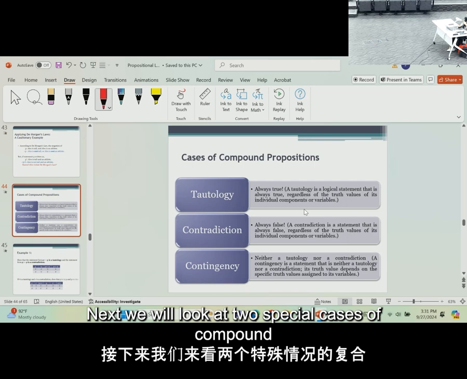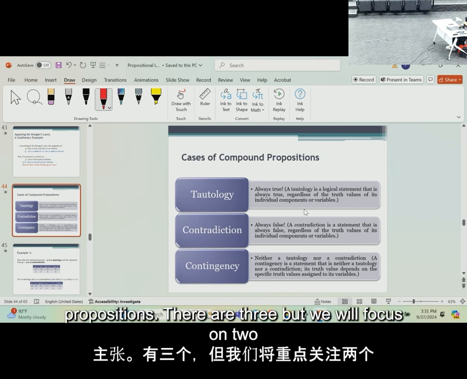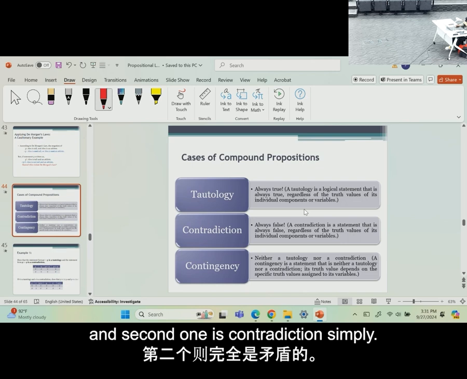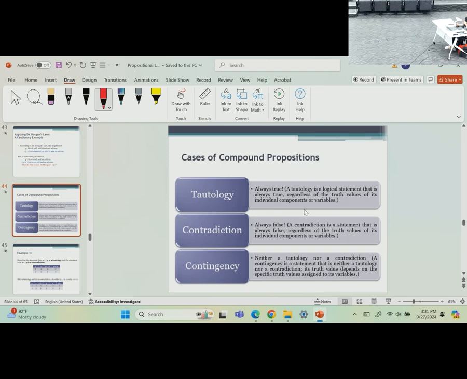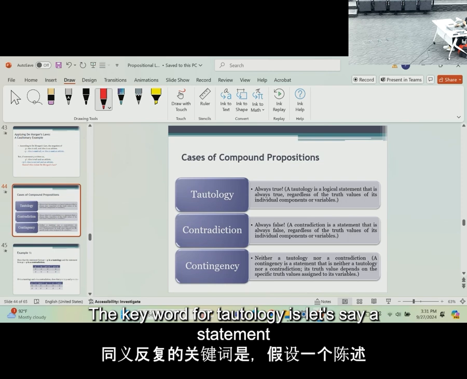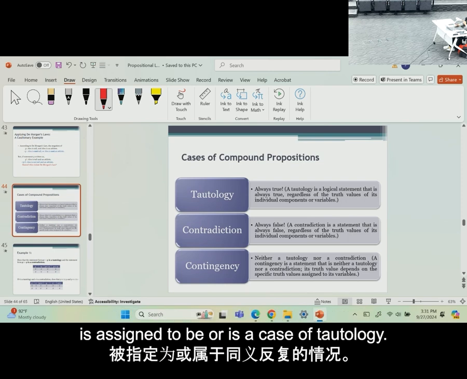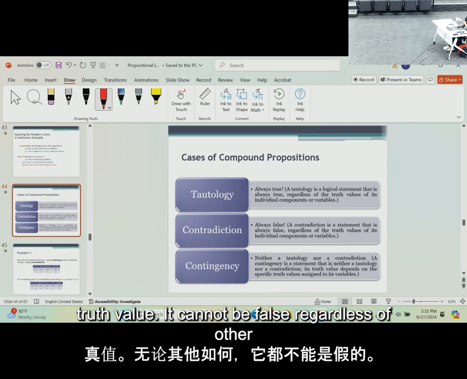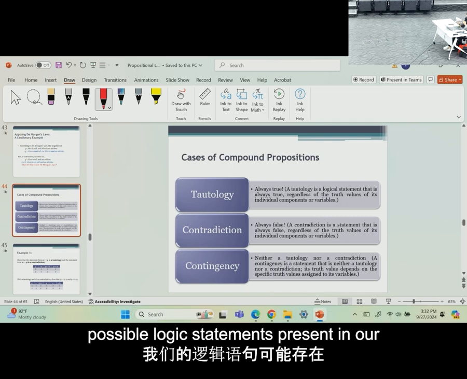Next, we will look at 2 special cases of compound propositions. There are 3, but we will focus on 2 of them with examples. So first one is tautology, and second one is contradiction. Simply, the keyword for tautology is, let's say a statement is a case of tautology. What does that mean? That it will only have true as its truth value. It cannot be false, regardless of other possible logic statements present in a proposition.